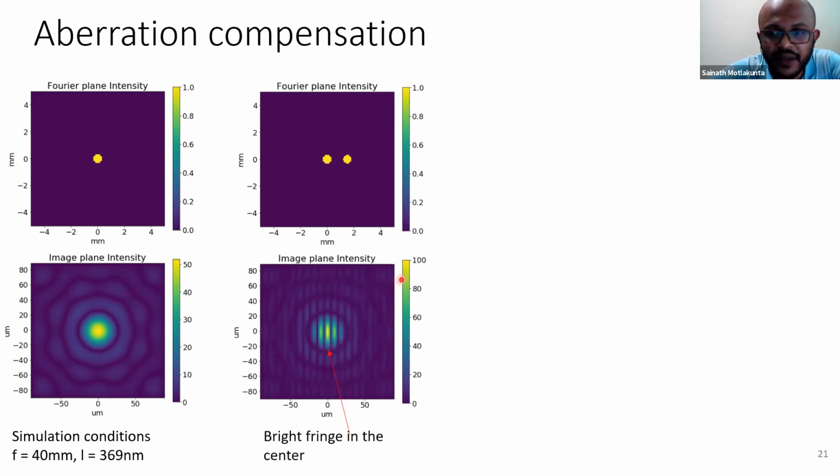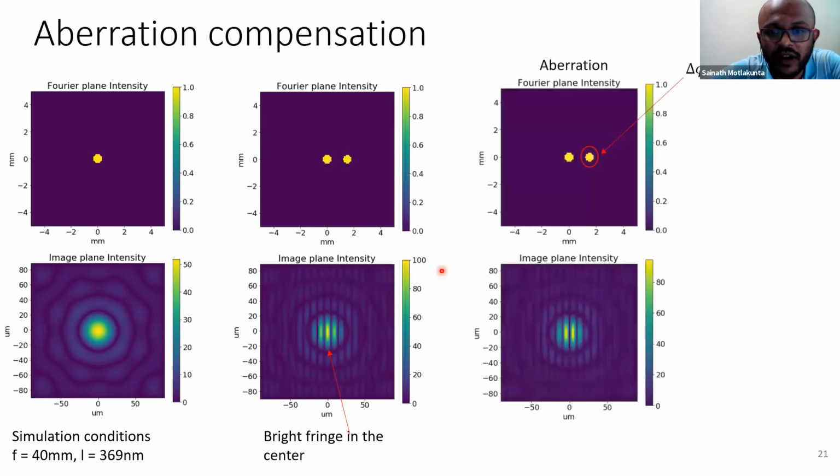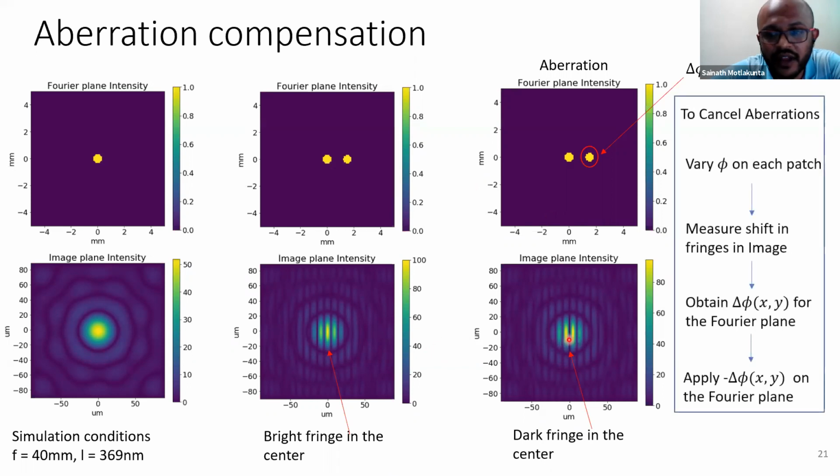Now, if there is an aberration between these two patches, it can be modeled as a phase difference between these two patches. So in this case, if the phase difference between the light falling on these two patches is about pi, you see a shift in the interference pattern on the image plane. Now you see that there is a dark fringe on the spot of the bright fringe. So now we can use this to characterize our aberrations. So how do we do that?